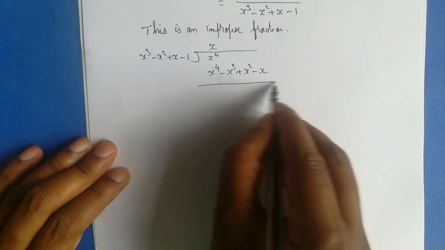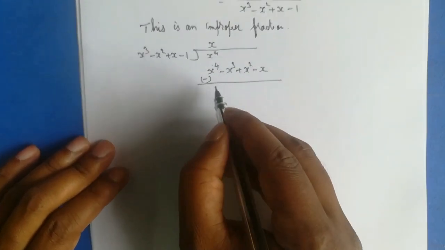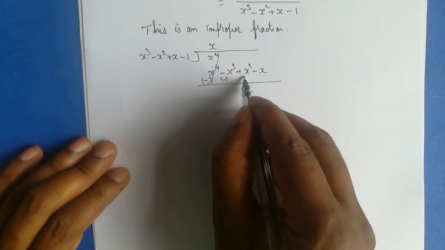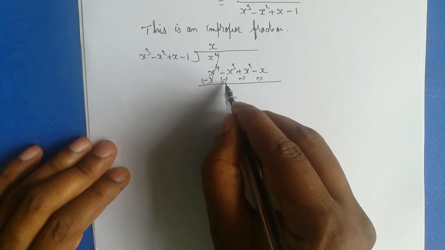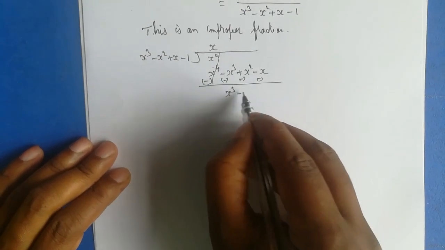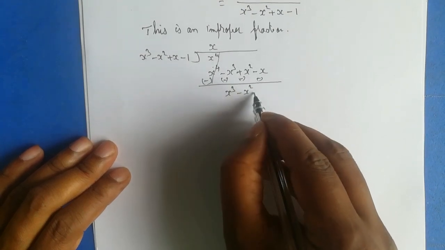(-x³) + (x²) − (x). Now multiply throughout by minus sign. So this will get cancelled. (-)/+, (+)/-, (-)/+.